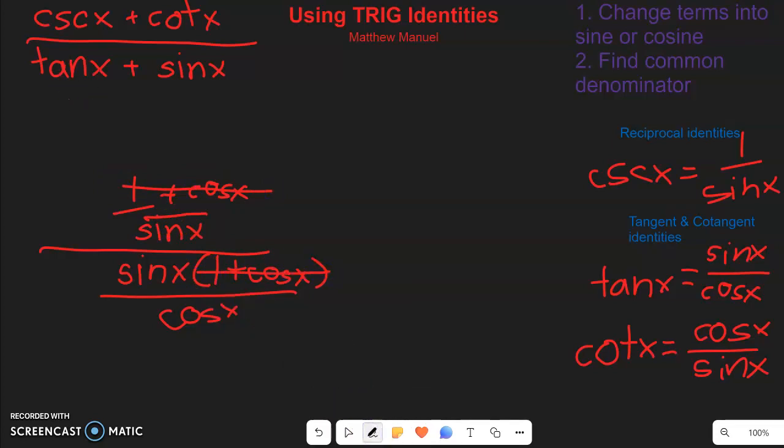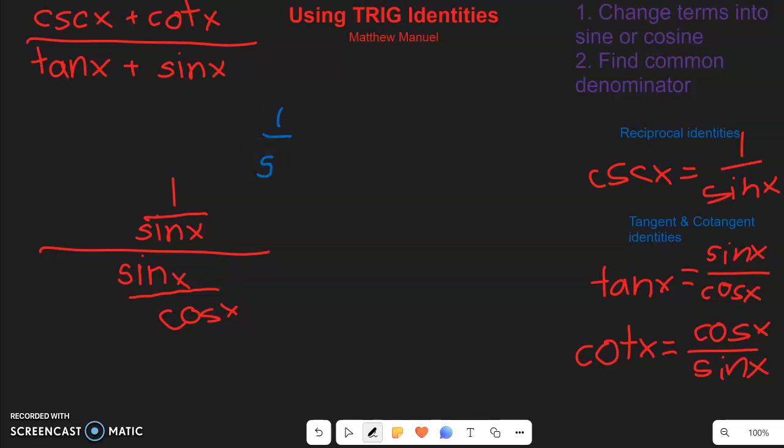these terms. Then finally, since we know that dividing by a fraction is basically multiplying by its reciprocal, we get 1 over sine of x times cosine of x over sine of x. We get our answer of cosine of x over sine squared of x.